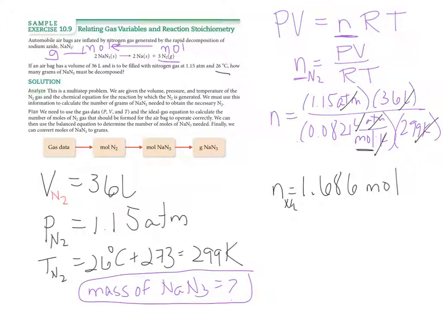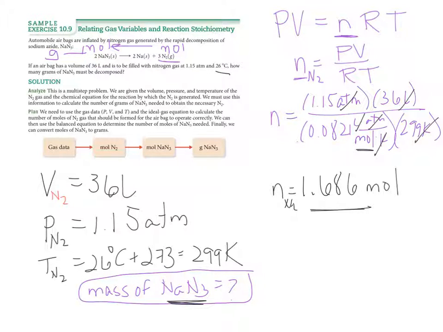But I need to know grams of sodium azide. So now I need to use stoichiometry. If I have 1.68 moles of nitrogen gas, how many moles of sodium azide made that? So let's figure that out.